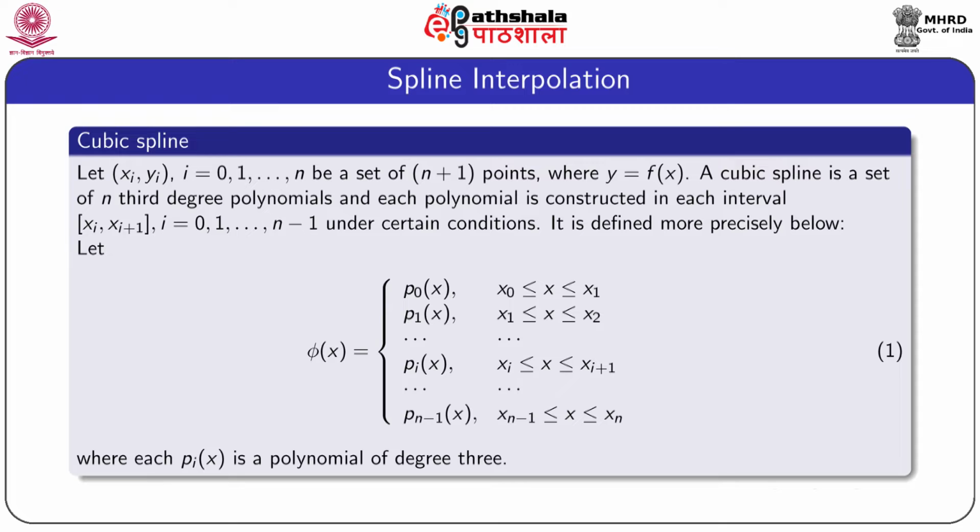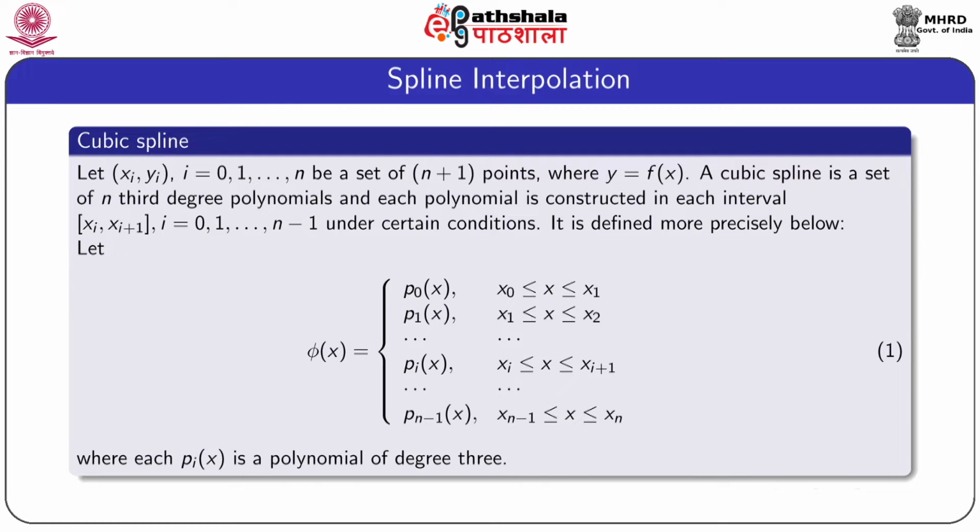A cubic spline is a set of n third degree polynomials, and each polynomial is constructed in each interval. Now, the intervals are denoted by [x_i, x_{i+1}], obviously a closed interval, for i equal to 0 to n minus 1, but the polynomial is to be constructed under certain conditions which will be stated in the next slide. The cubic spline interpolating polynomial is defined precisely in the following equation, equation number 1.